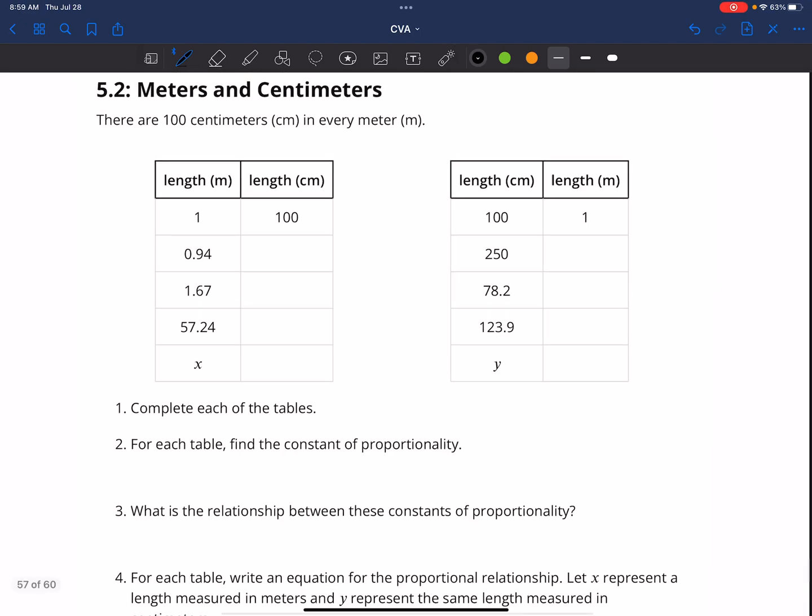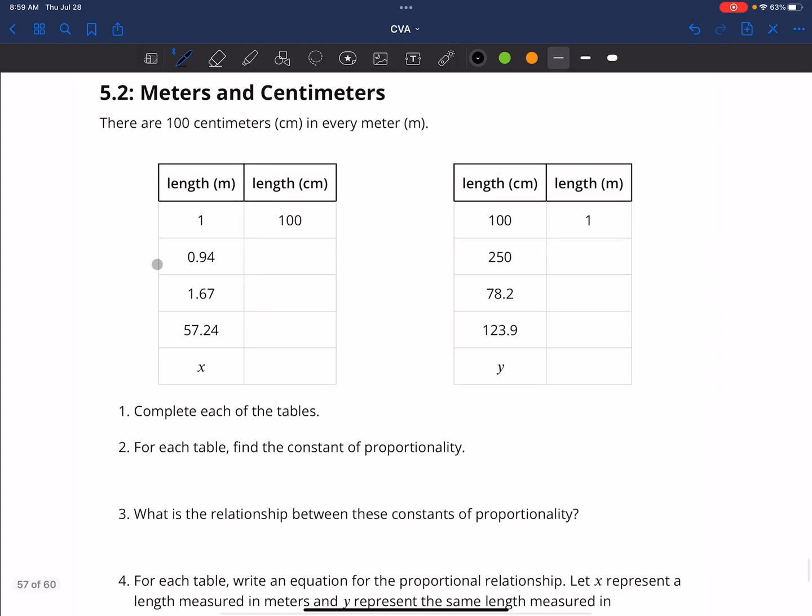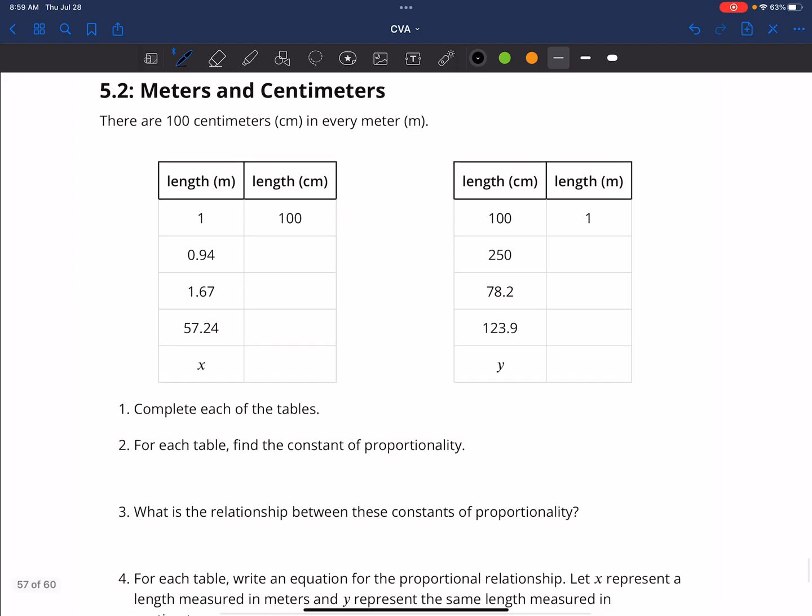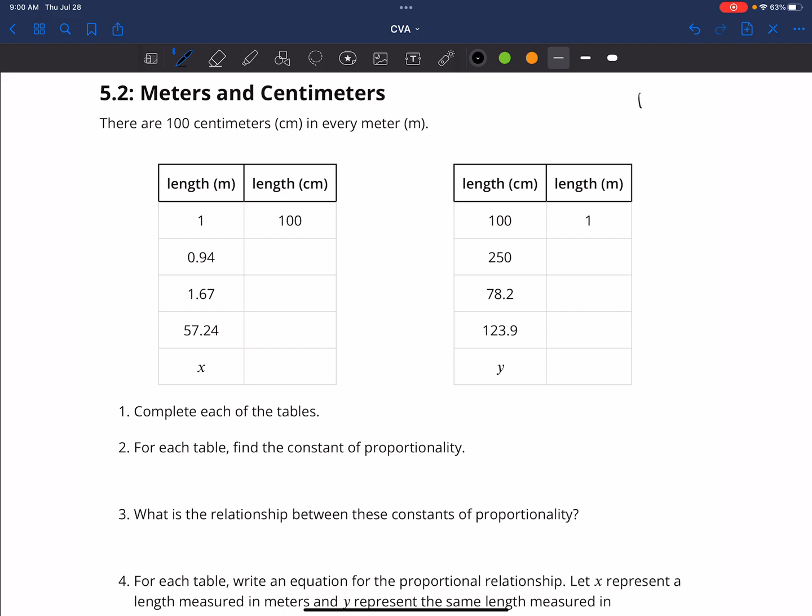All right, everyone, let's take a look at this problem here. There are 100 centimeters in every meter, so I'm going to write this down: 100 centimeters per 1 meter. And that is true, right? So we have 1 meter is equal to 100 centimeters, and there it is.